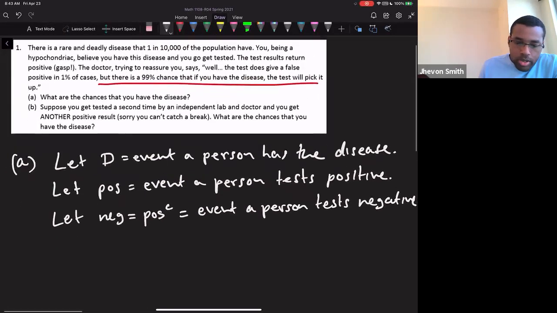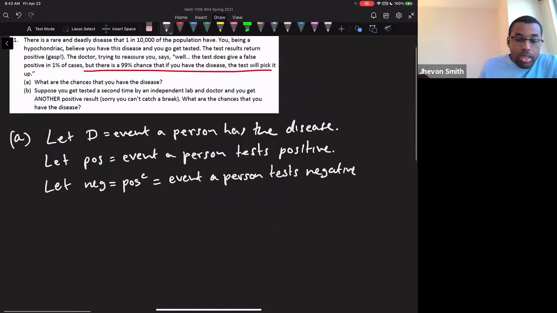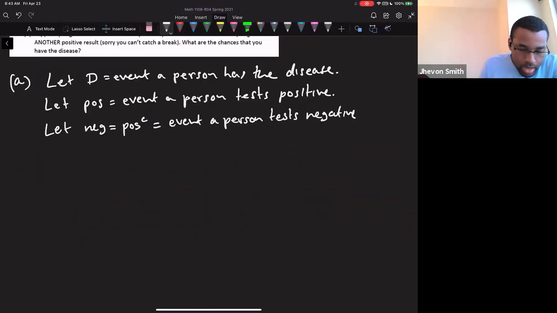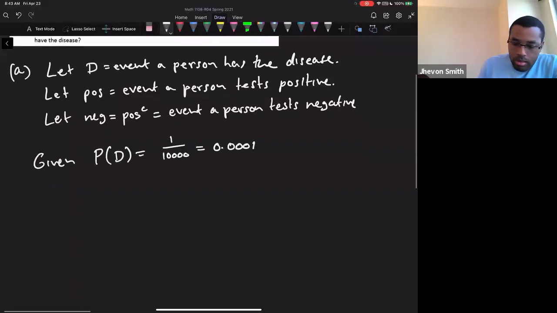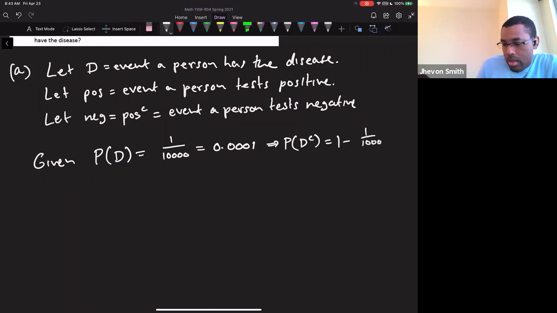Okay. And so now we can actually put in the probabilities. We know that there's a rare and deadly disease, 1 in 10,000 people have it, which means the probability, so this is the information we're given, the probability of having the disease is 1 in 10,000. And of course, this means the probability of not having the disease is 1 minus 1 in 10,000, which is going to be, of course, 0.9999.